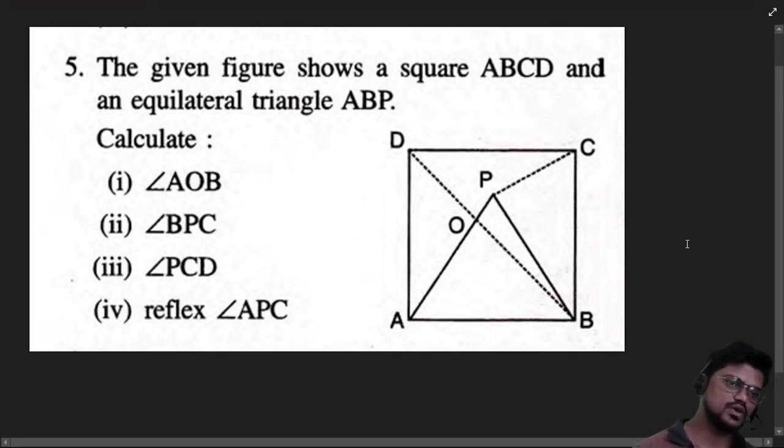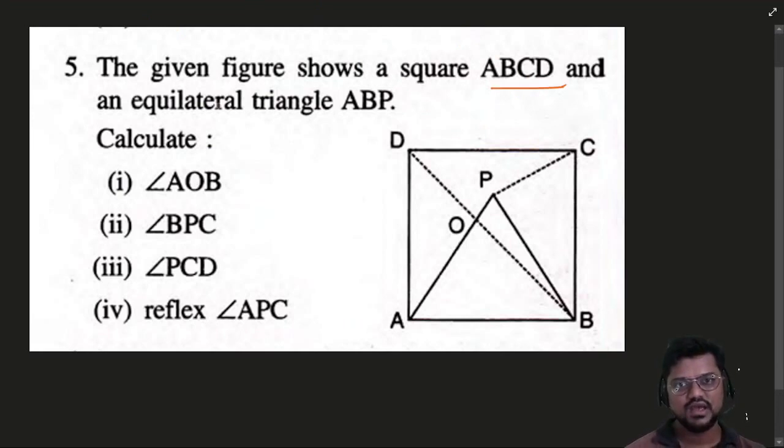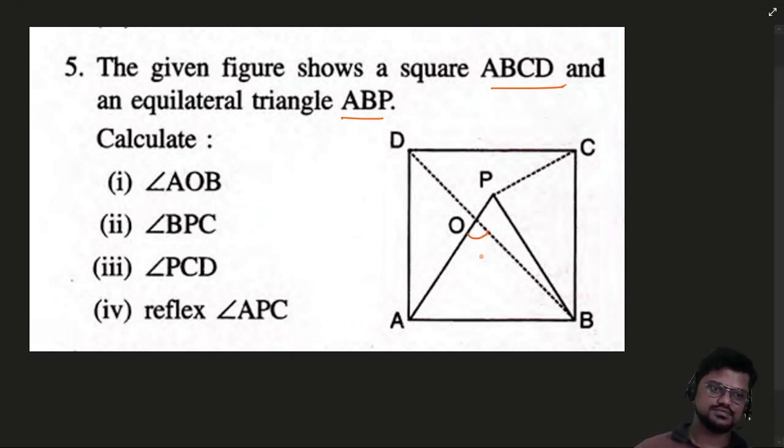Find what will be angle AOP. They have given in the question that the given figure shows a square, ABCD is a square, and ABP is an equilateral triangle. Then how can we find this angle AOP? Please first try it on your own, then I will start.